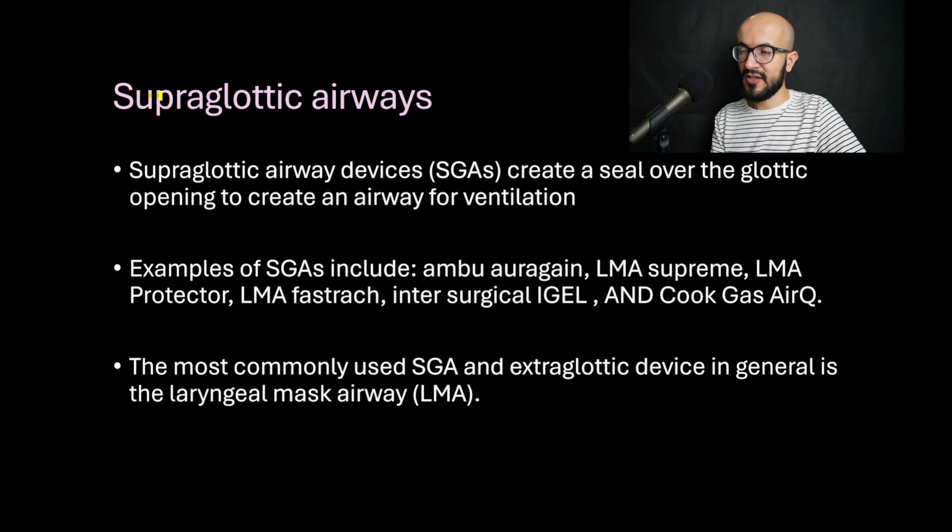So starting with the supraglottic airways, the SGAs, they create a seal over the glottic opening to create an airway for ventilation. There are many examples for these devices, such as the Ambu AuraGain, the laryngeal mask airway Supreme, ProSeal, and Fastrach, and then the Intersurgical i-gel, and the Air-Q. And the most commonly used SGA and extraglottic device in general is the laryngeal mask airway.